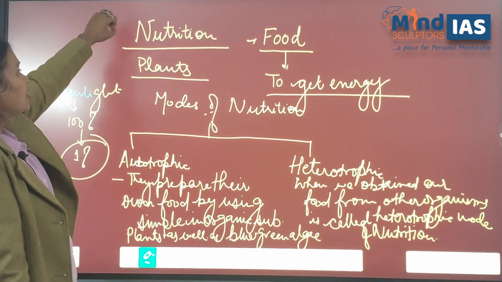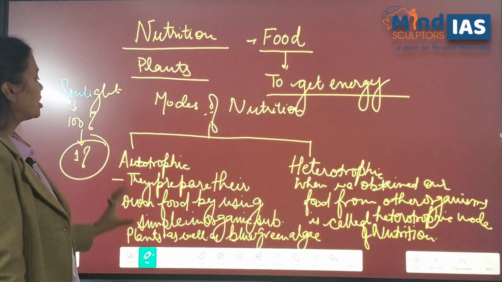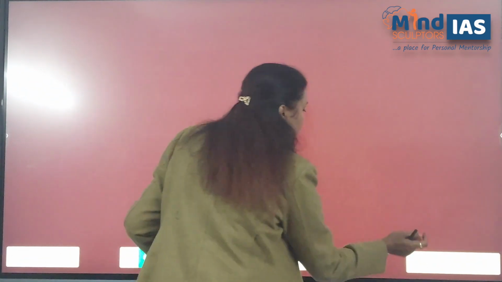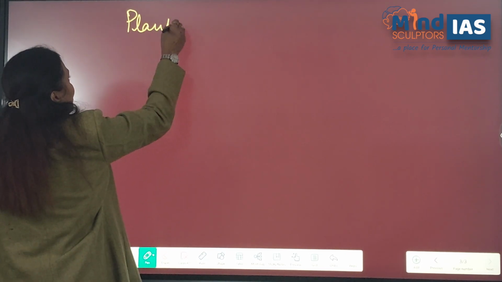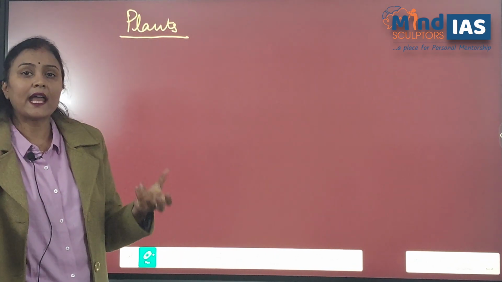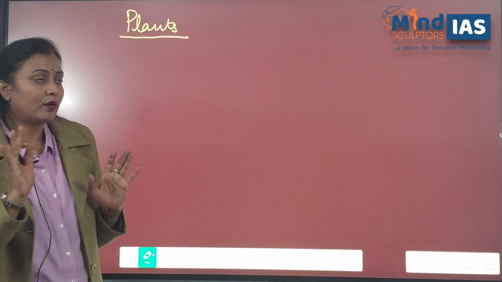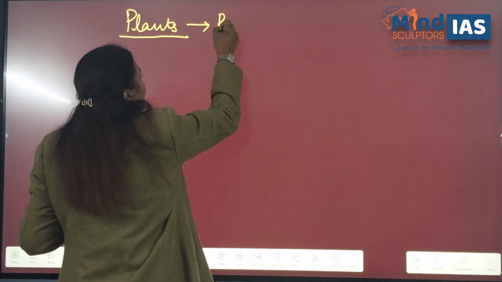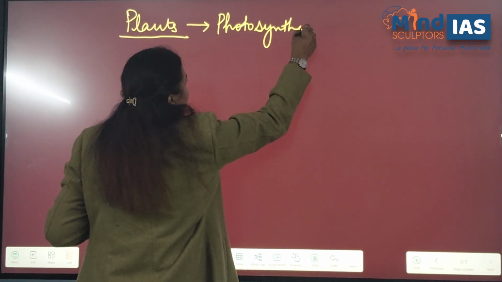So in this chapter, nutrition, we deal with both aspects of nutrition, that is autotrophic and heterotrophic. So first, begin with plants. Why plants? Because they are autotrophic and they are, you can say, the ultimate organism on the earth which can provide food to the entire world. In lower classes, you have studied that plants perform the process of photosynthesis.